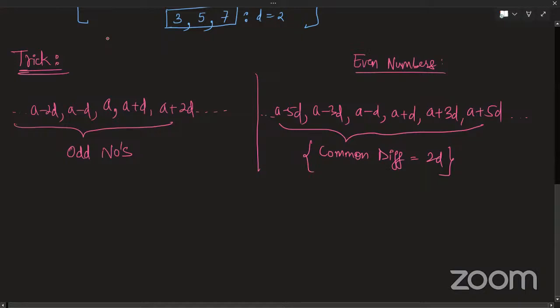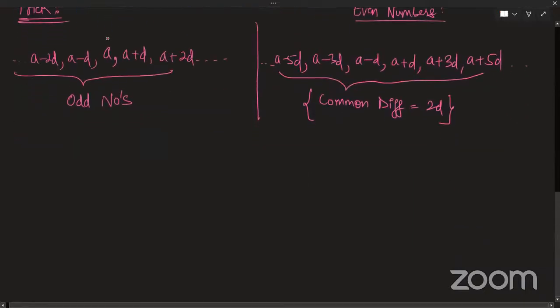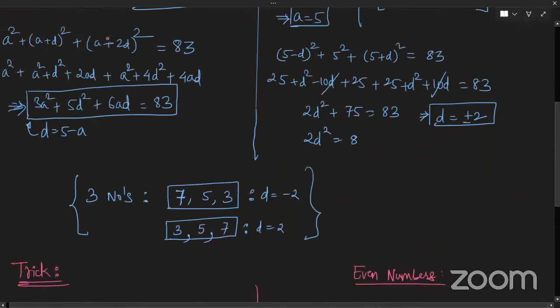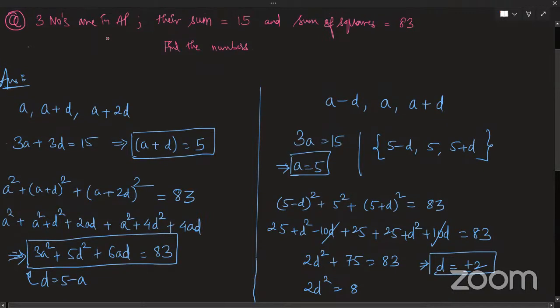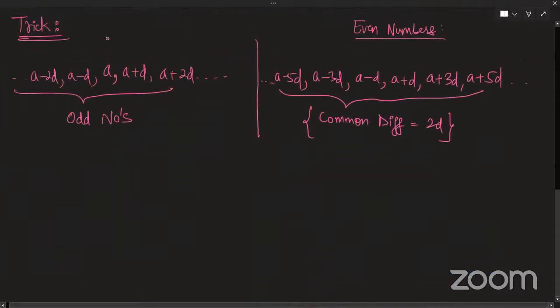Fine. Just use this trick, okay? Everyone got the trick, right? The point I'm trying to make is that whenever it is given to you that you have a set of numbers in AP, instead of assuming them as a plus d and a plus 2d, always use this.